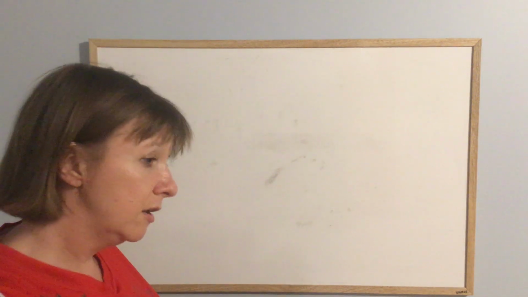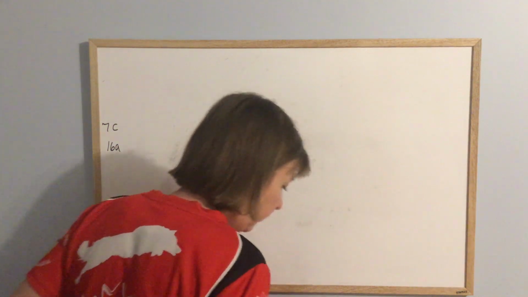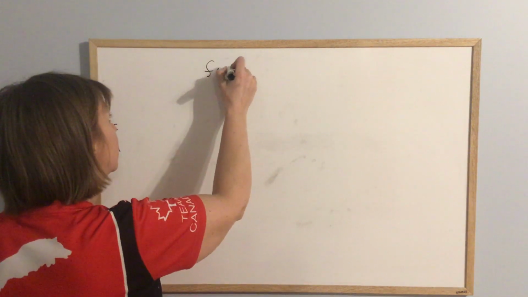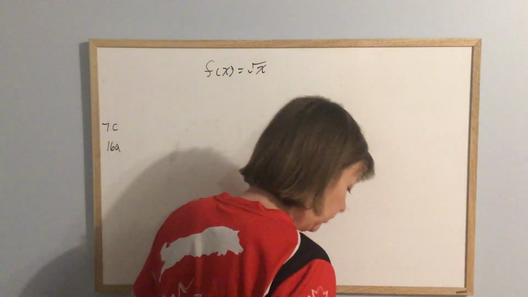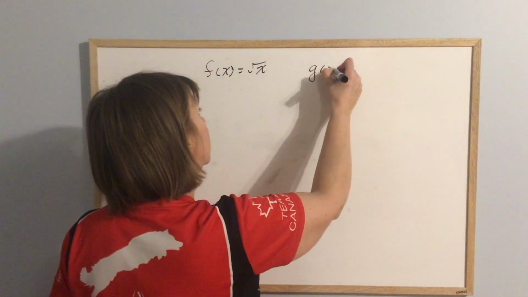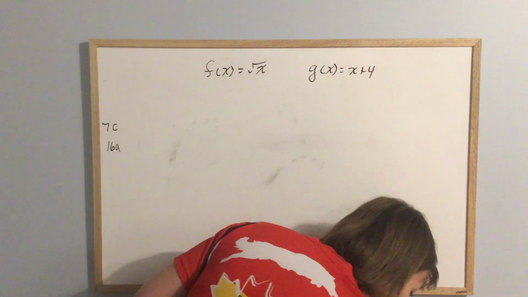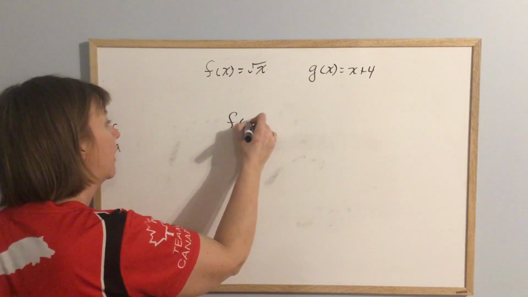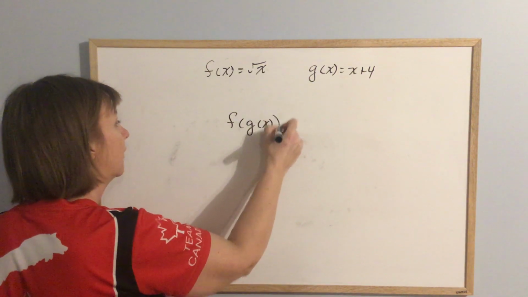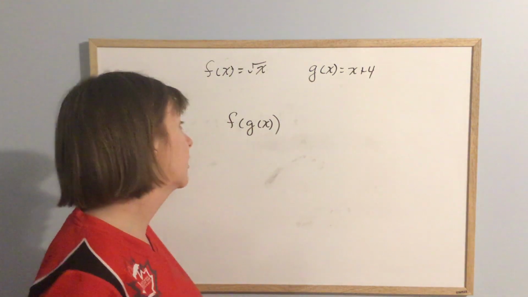So 7C, we're given f at x is root x, and g at x is x plus 4, and in C, they want to know the range of f of g at x. So the range just means what can my y values be, what can my answers be.